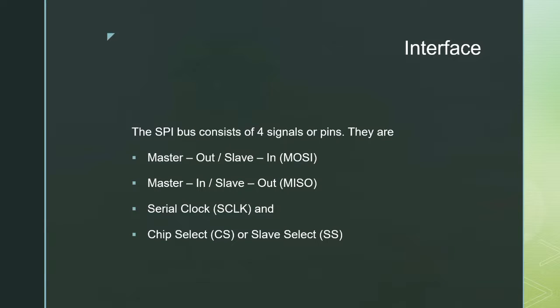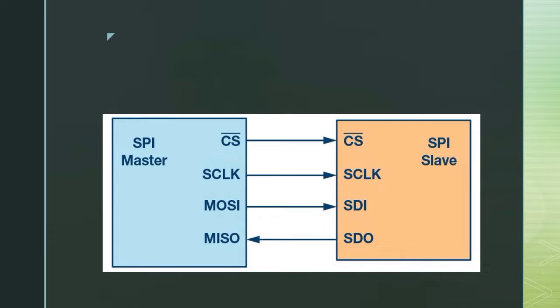Master out, slave in or MOSI, as the name suggests, is the data generated by the master and received by the slave. MISO is the data generated by the slave and must be transmitted to the master. Even though the signal in MISO is produced by the slave, the line is controlled by the master. The master generates a clock signal at SCLK and is supplied to the clock input of the slave. Chip select or slave select is used to select a particular slave by the master. The following image depicts a master connected to a slave using SPI bus.